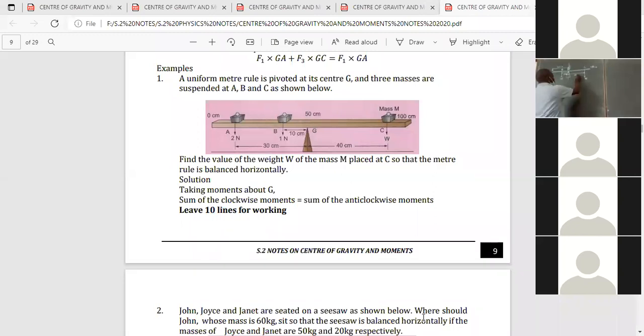Now, for the meter rule, we must understand what uniform means when they talk about a body. When they talk about a uniform body, what does that mean? The body whose center of gravity is at the middle. That's true. The center of gravity is the middle. So if the center of gravity is in the middle, what force acts in the middle?